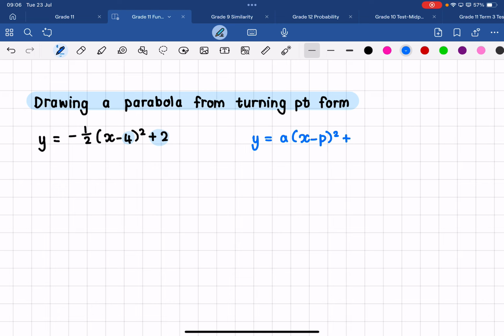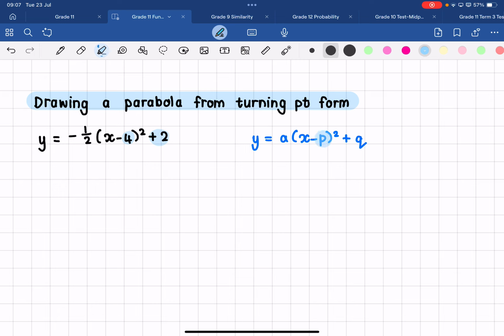Remember, this is turning point form as we wrote it down in class. So you need to be able to see the a value is negative a half in this case. A is always the number in front of the bracket squared. Then we do have a bracket with two terms and the x in that bracket, and it's squared. And then we have a q value that comes after that bracket. So you need to be able to recognize that that is turning point form.